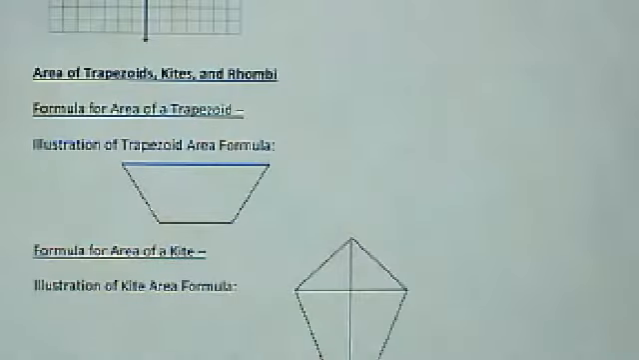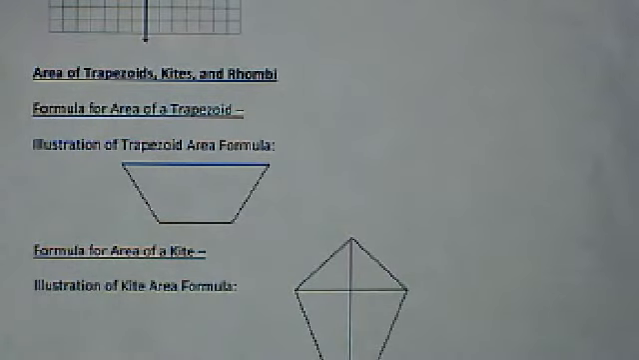So the next part of the area unit is focusing on the area of trapezoids, kites, and rhombi. The first thing we're going to do is look at the formula for all three of these figures, and then create an illustration that shows every part of the formula within the three figures. So the first one is the illustration of the trapezoid area formula.